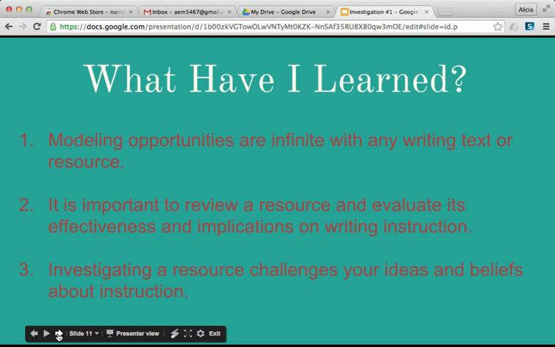Lastly, I learned that investigating a resource challenges your beliefs about instruction. Throughout my investigation of the Spectrum Writing resource, I was evaluating the types of learning opportunities that the lessons and activities would provide students. This allowed me to see the value and purpose of investigating a text because it allows you to expand your thinking about writing and writing instruction.